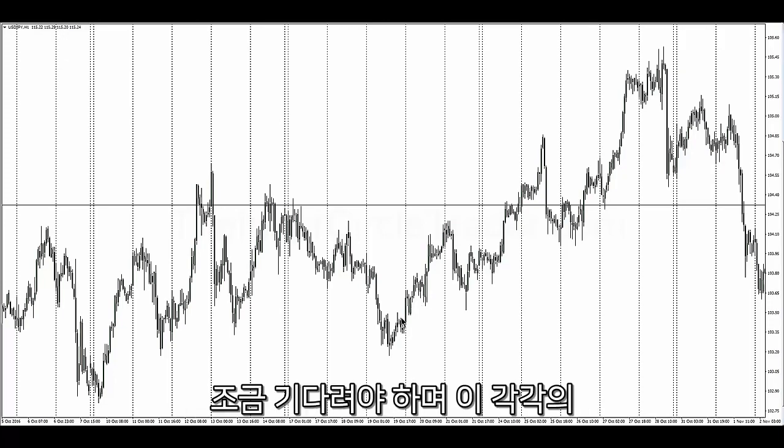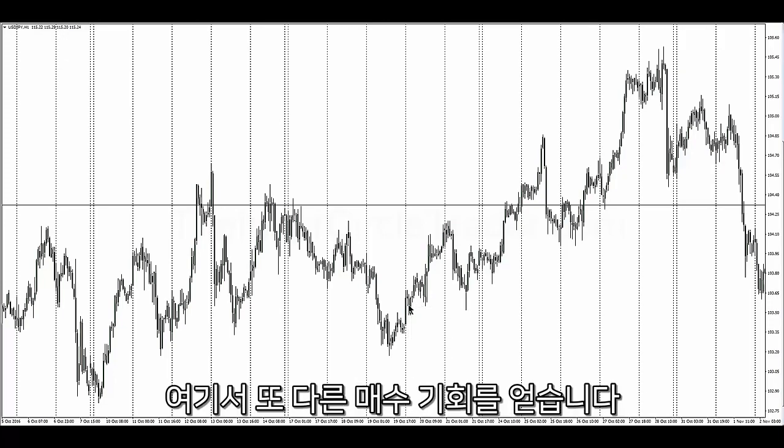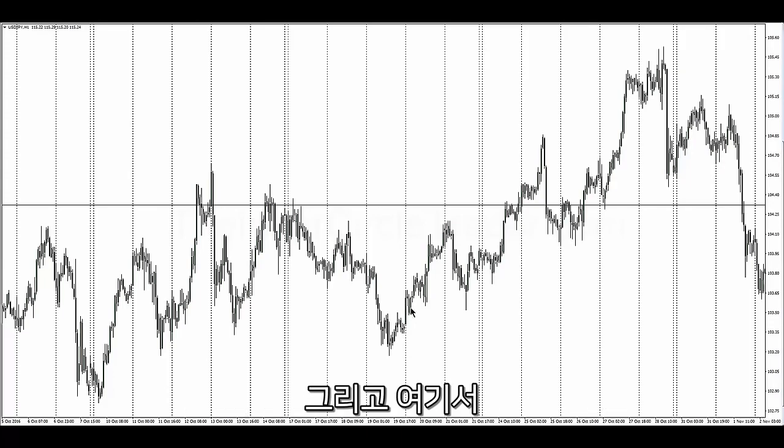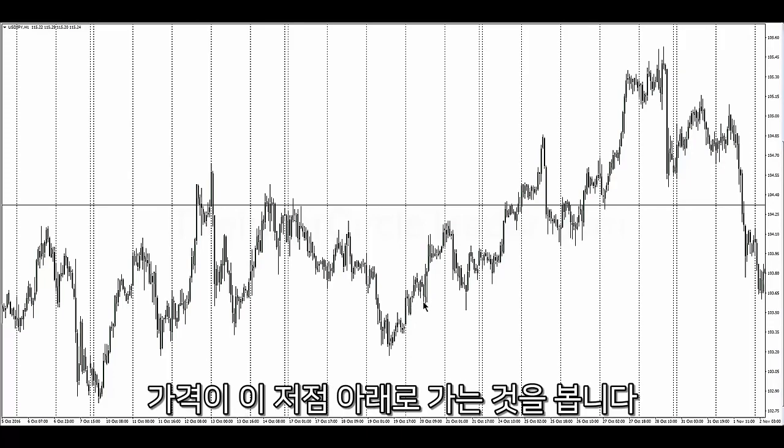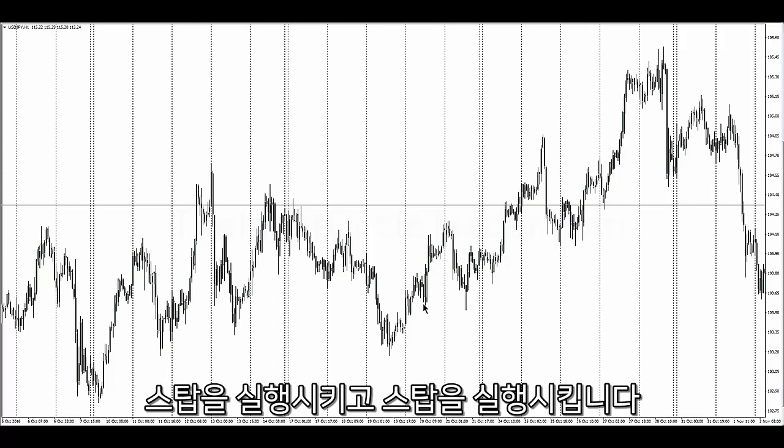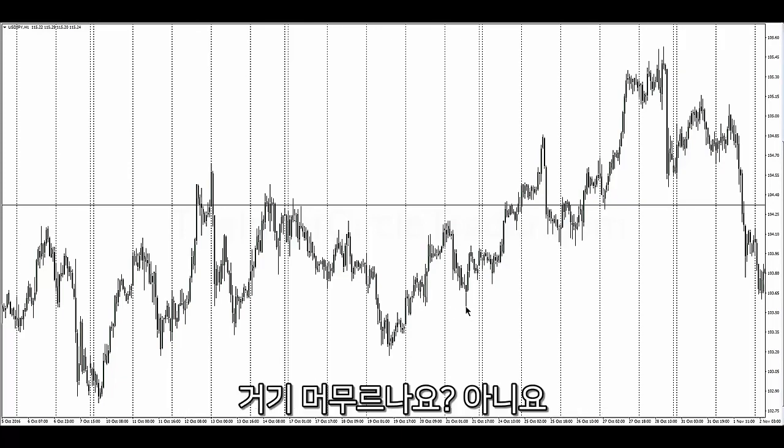So you have to wait a little bit, and it's only hours. Each one of these candles is an hour. So the very next day you get another buy here. And then here we see price go below this low, runs the stops out. It runs the stops. Okay, does it stay down there? No, it quickly runs away.